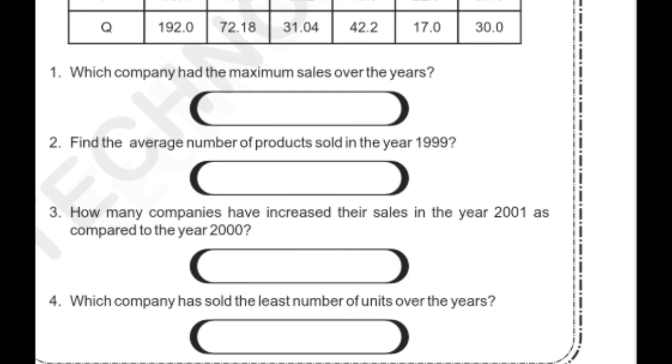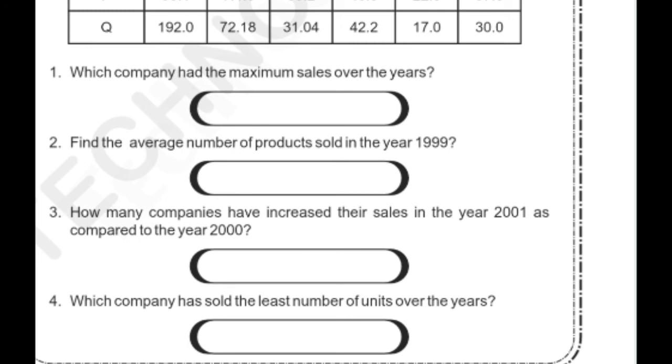Highest value and the average value of the sales report we are finding here. Find the average number of products sold in the year 1999. So look at the column for the year 1999. Find the average number of products. We have to calculate the average. Add the values in the 1999 column and divide by the number of rows in that column.